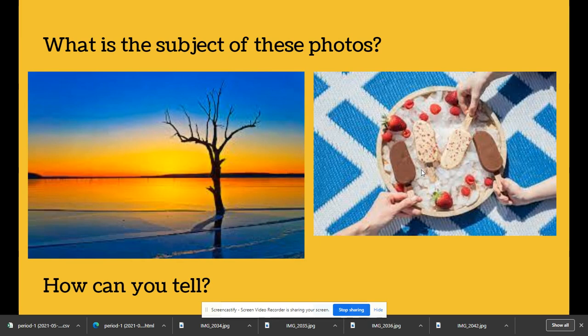What is the subject of these photos and how can you tell that? So let's look at the first one. Kaylee said the first one, the tree is the subject. That's what I think. I think it's the tree. Anyone else agree that it's the tree?